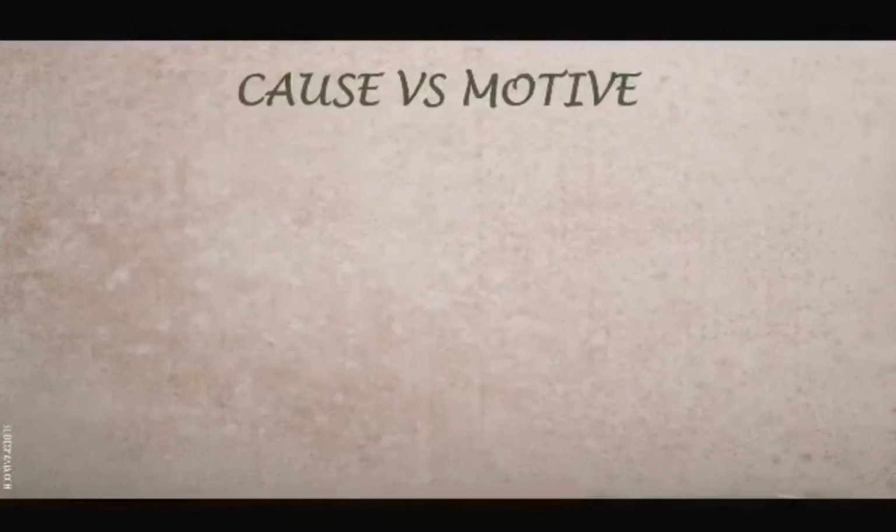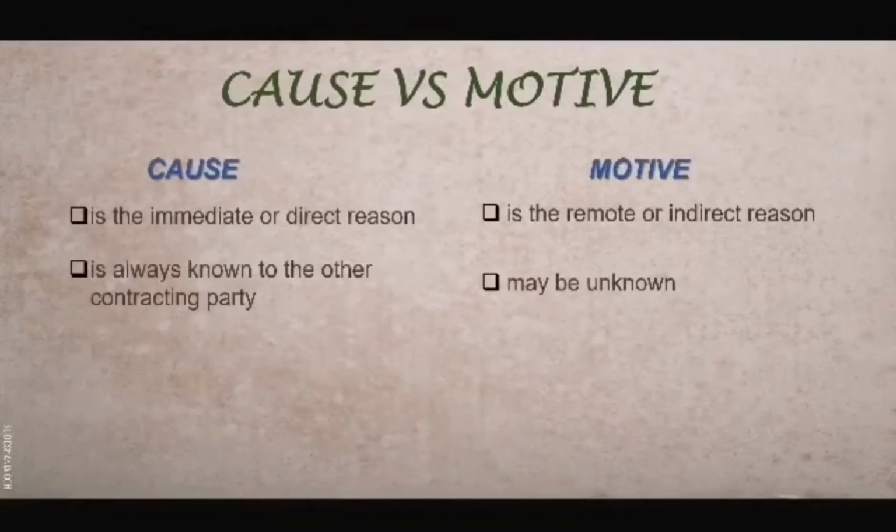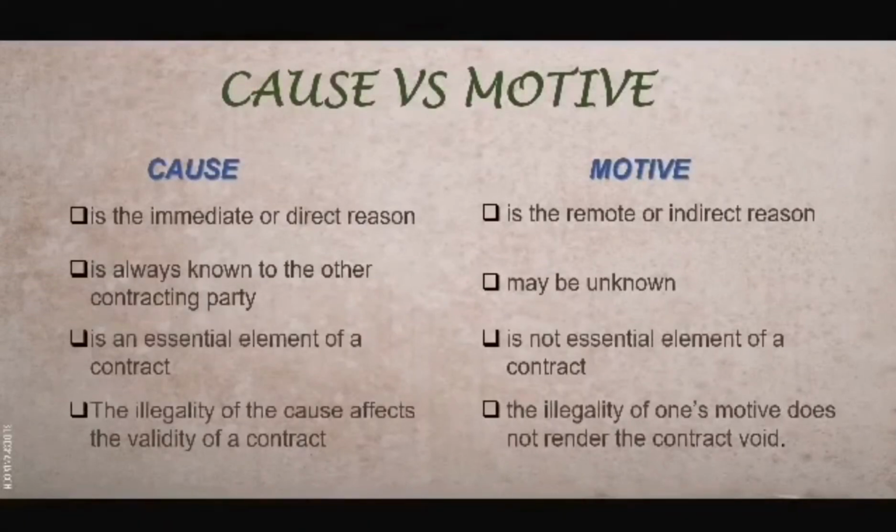Let's now have the differences between the cause and motive. Cause is the immediate or direct reason, while motive is the remote or indirect reason. Next, cause is always known to the other contracting party, while motive may be unknown. Motive may vary while cause is always the same. And next, cause is an essential element of a contract while motive is not.